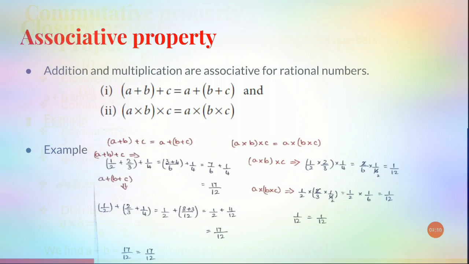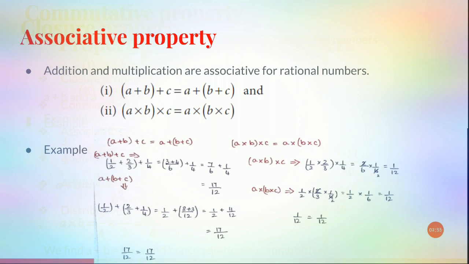Associative means how many terms are involved? 3 terms are involved. That is a, b and c. Associative property holds good for addition and multiplication. Shall we see for addition first? (a plus b) plus c is equal to a plus (b plus c). Only the brackets are changed in the right hand side and left hand side.